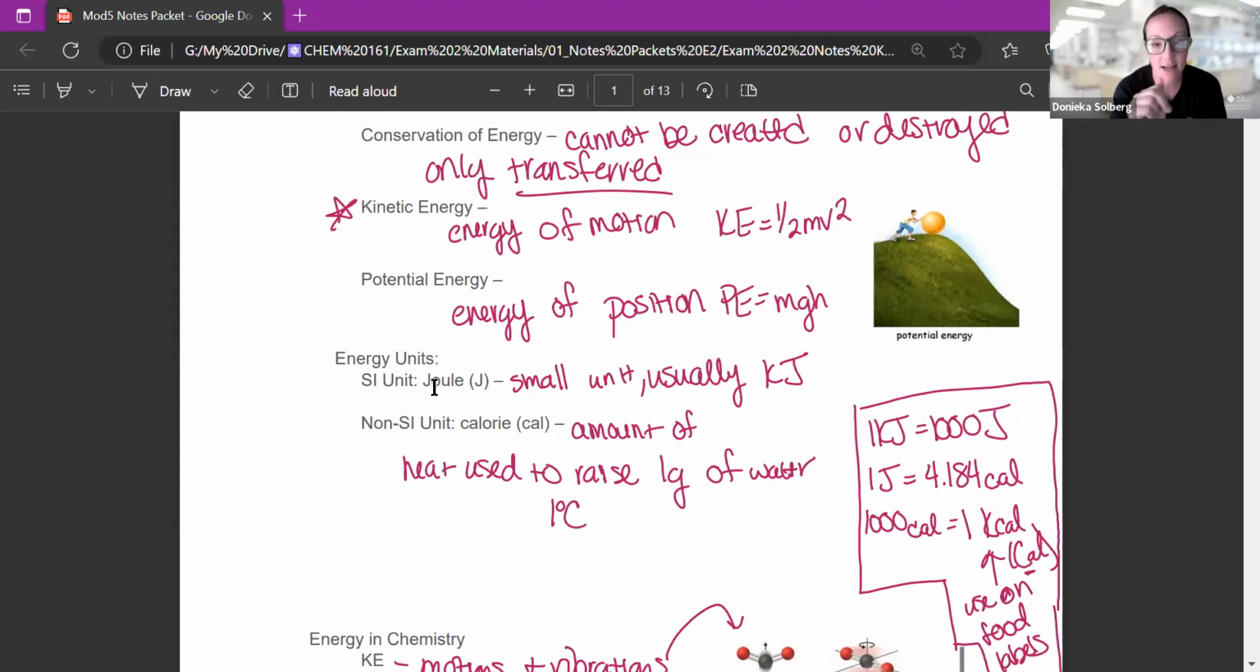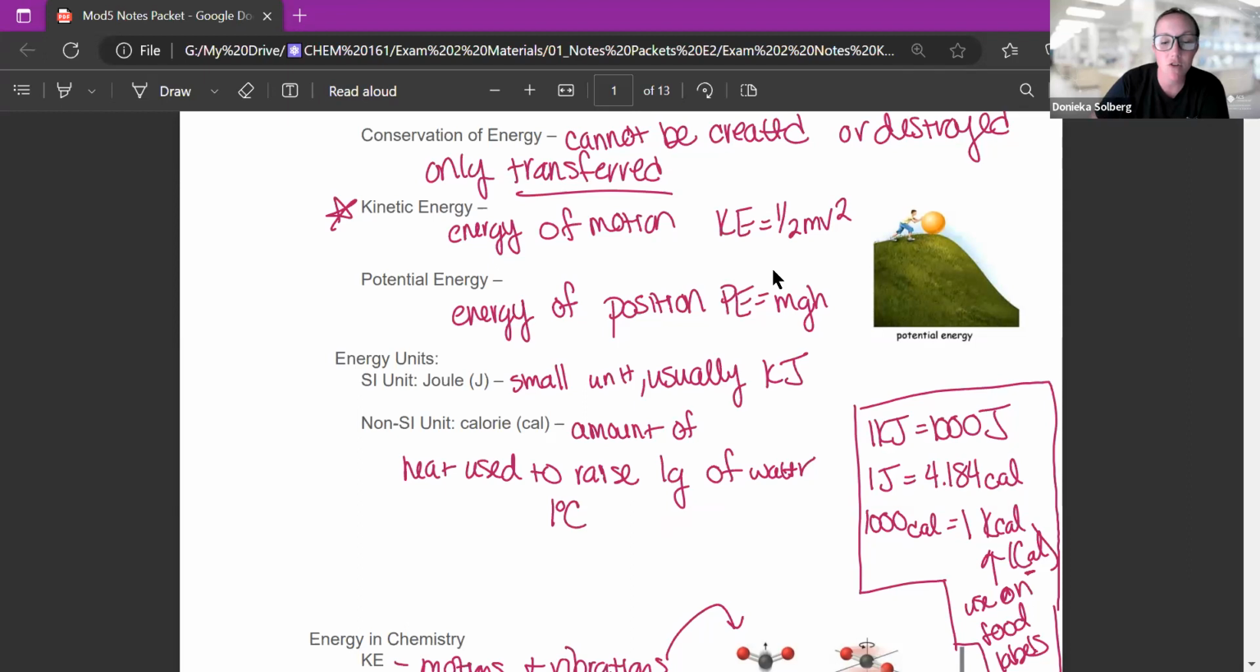The non-SI unit, or one that we also use a lot in this class, is the calorie, which is something you're probably more familiar with. A calorie, by definition, is the amount of heat or energy used to raise 1 gram of water, so like 1 milliliter of water, by 1 degree Celsius. As you can imagine, that is a very small amount of energy. So 1 calorie is a very, very small amount of energy, as is 1 joule.